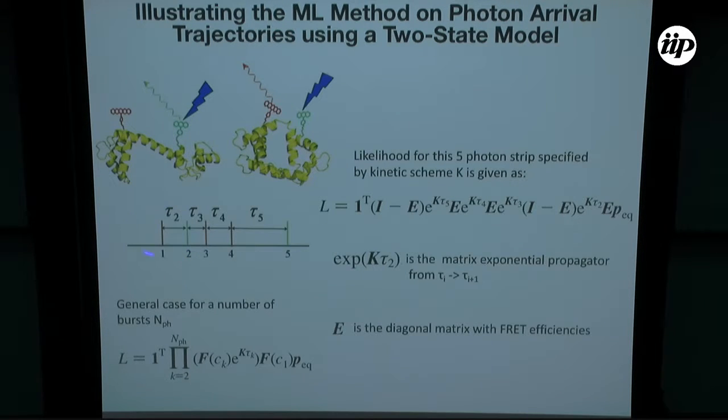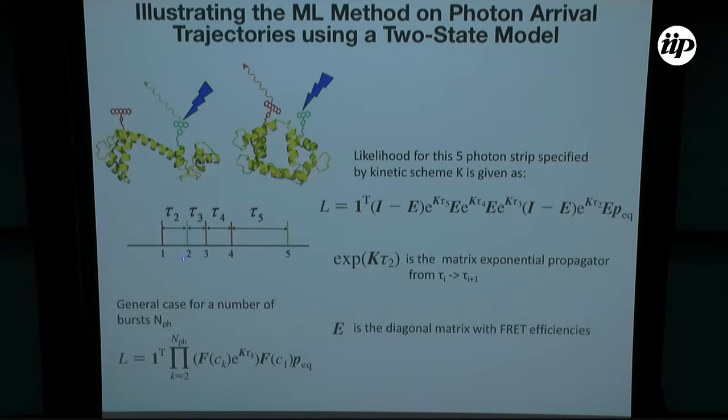So let's say that you have this sequence. It's really simple, right? So what you do is say, okay, my first photon happens to be an acceptor photon, it is red, right? So then what I have to do here is plug in the FRET efficiency which corresponds to an acceptor photon, multiplied by the equilibrium probability, because we haven't moved yet, right? Now, if I wait this time, which is tau 2, obviously my system can interconvert according to the rates coming from the rate matrix, right?